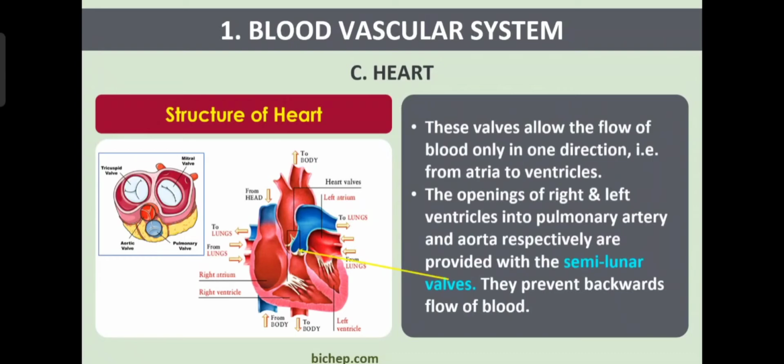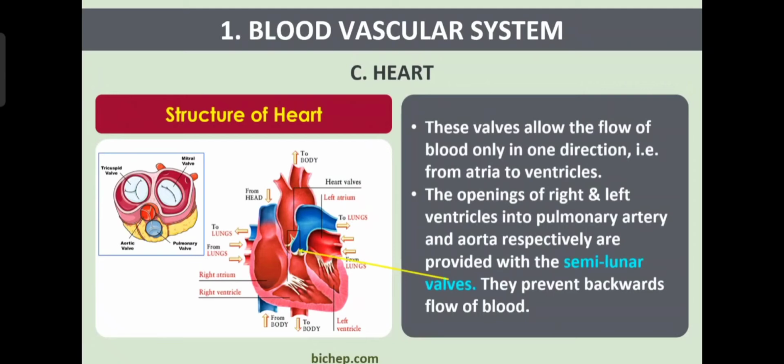So what is the function of the valve? These valves allow the flow of blood only in one direction, that is from the atria to the ventricles. It will not go back from the ventricles to the auricles. It will only flow from the auricles to the ventricles. Only one direction flow. So that is the function of the valves. They prevent the backflow of blood. Clear?